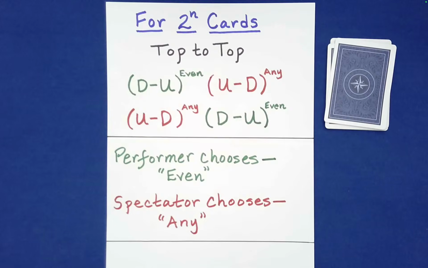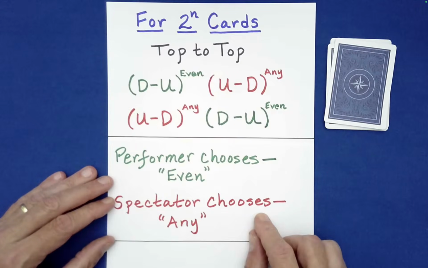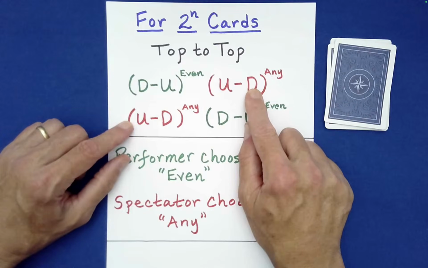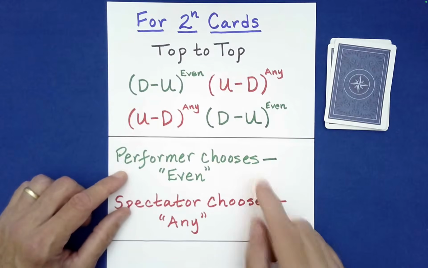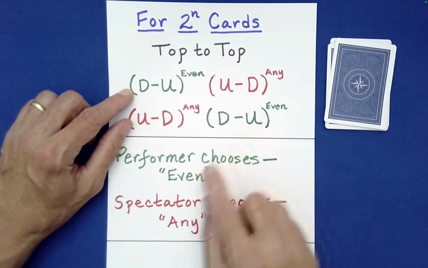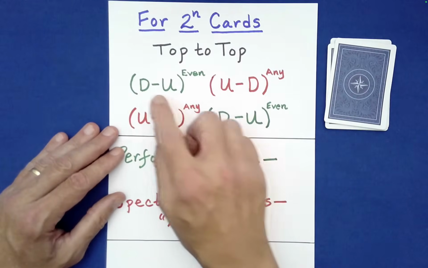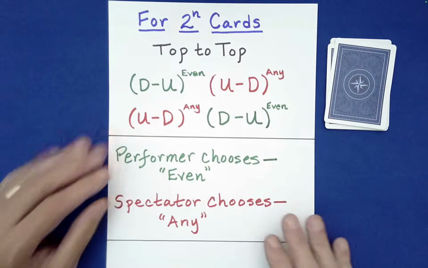So in some ways, the overall constraint is that one way or another, we want the spectator to choose the number of times the under-down deal is performed, because it can be any number, okay, for this to work, whereas the performer, one way or another, needs to somehow control the number of down-unders that are performed. Now, the order of these two doesn't matter. The only thing that matters is we need to perform an even number of down-unders and any number of under-downs.